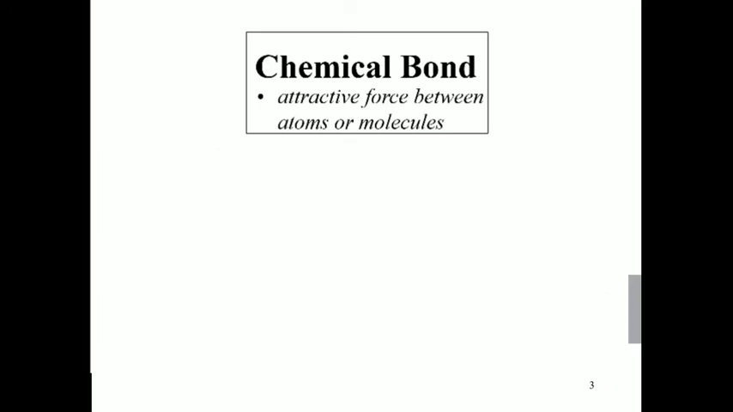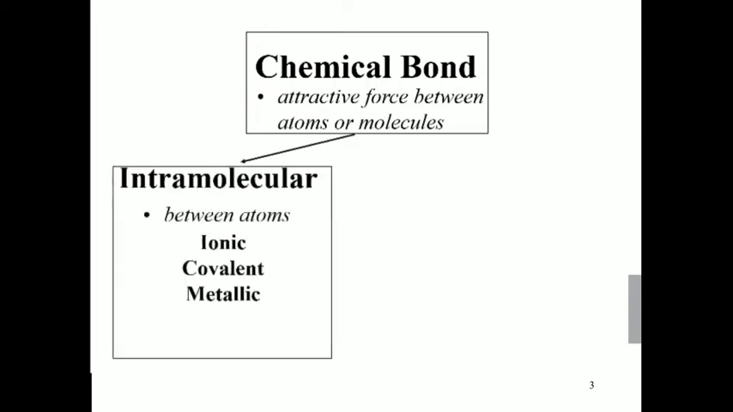A chemical bond is the attractive force between atoms or molecules. So this force of attraction that holds atoms together in a molecule or a compound is called a chemical bond. Chemical bonds are grouped into two. One is intramolecular forces. These are the forces between atoms. We have three subtypes of intramolecular forces: the ionic bond, covalent bond, and metallic bond.